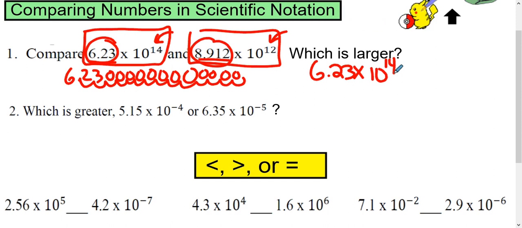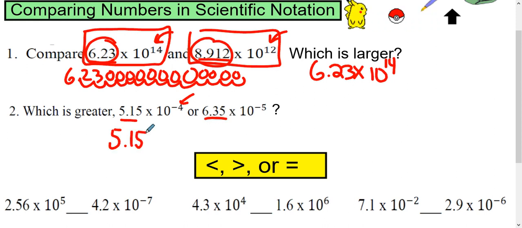All right, same thing goes for number 2, but this is a negative exponent. Negative exponents, remember, you're moving to the left now. So if you have this beginning number and this base number right here, now you're talking about 5.15 and 6.35. Obviously, which one is greater? If you move it 4 places to the left, this is going to be the greater number. This one right here, you're moving another place to the left, so it's going to make this smaller.